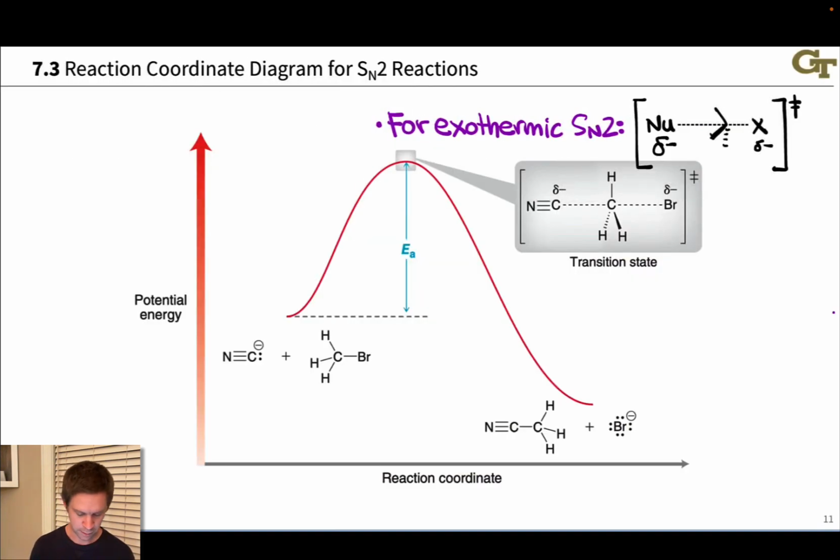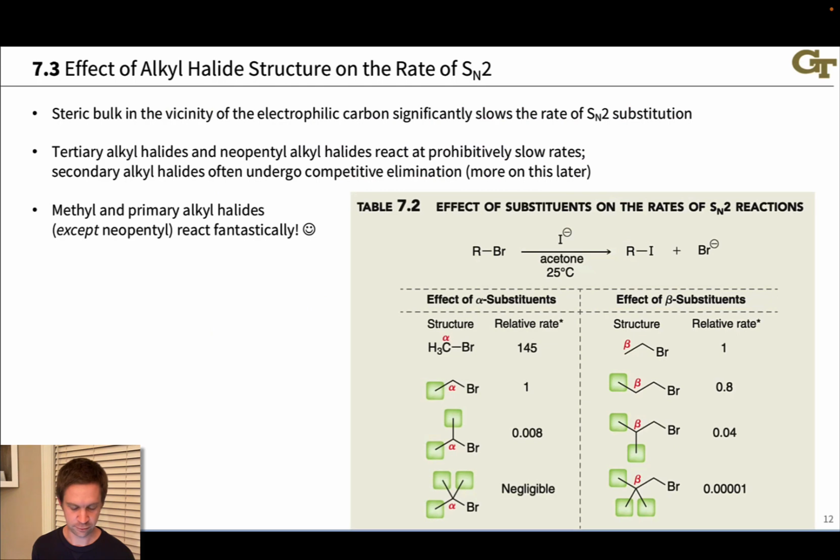It's a single-step reaction mechanism in which nucleophile-carbon bond formation via electron flow like this and carbon-leaving group bond cleavage occur simultaneously in a single elementary step. In order for this to happen, the nucleophile has to approach the electrophilic carbon from the back side. And if there is steric crowding, steric hindrance to that approach on the back side of the carbon-leaving group bond, this will slow the rate of SN2 substitution.